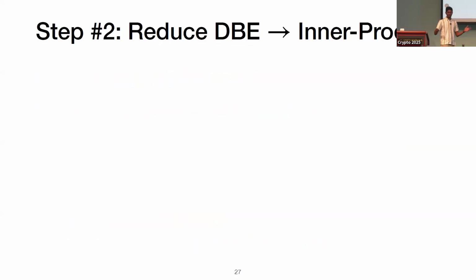Good. So now how do we do the second step, right? Which is translating our natural relation and expressing it in terms of the gadgets.